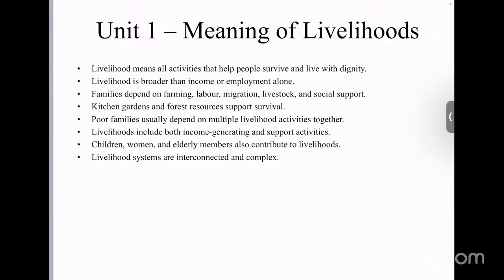The topic of livelihoods is extremely important because it helps us understand how people survive, manage resources, face difficulties, and continue their lives in the society. So, usually, when people hear the word livelihood, they think only about jobs, salary, income, or businesses. But the topic livelihood is much broader than that. Livelihood includes every activity, relationship, resource, even opportunities and decisions that help a family survive and maintain life with dignity.